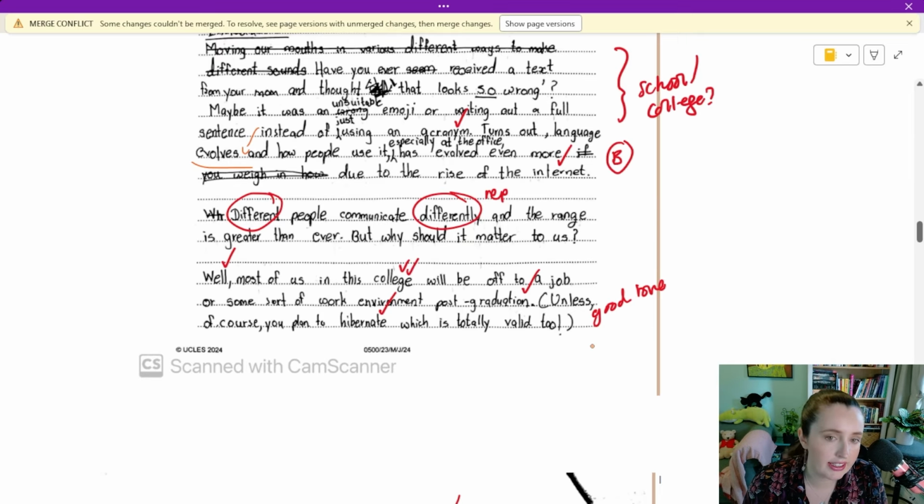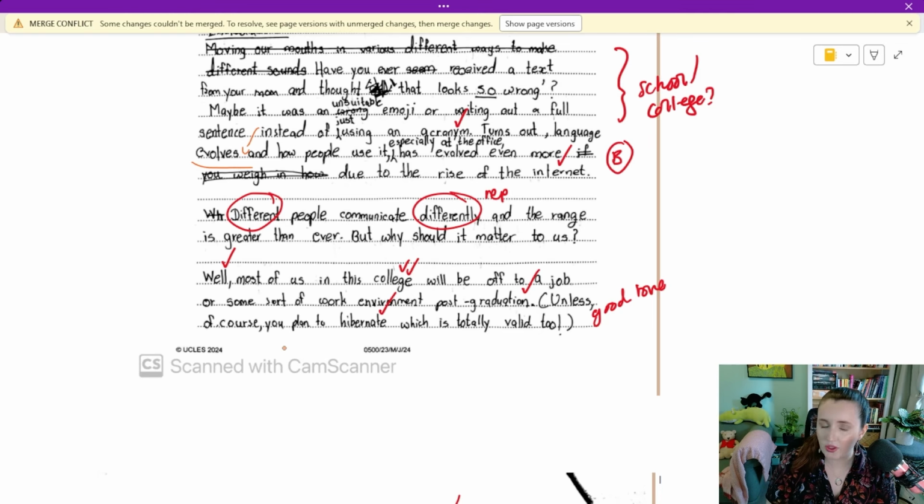Different people communicate differently. And the range is greater than ever, but why should it matter to us? Well, most of us in this college will be off to a job or some sort of work environment post-graduation, unless of course you plan to hibernate, which is totally valid too.